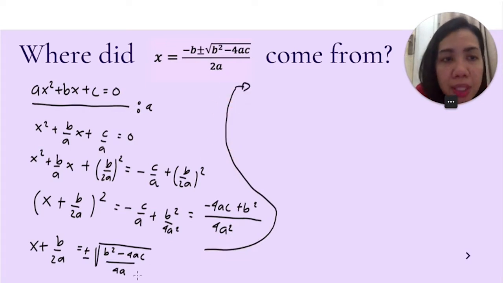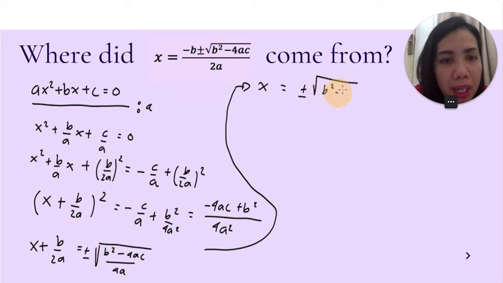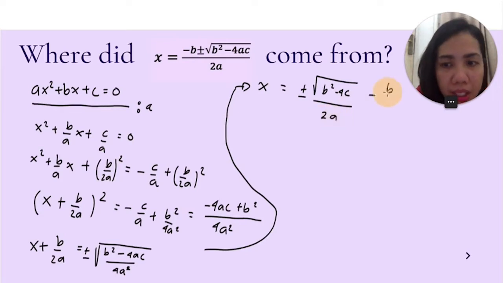Because we just want to leave x alone on the left side, we need to move this b over 2a by subtracting both sides by b over 2a. So we have x equals plus and minus the square root of b squared minus 4ac. Now I want to take the 4a squared out of the square root. The square root of 4a squared is 2a. And then minus b over 2a.